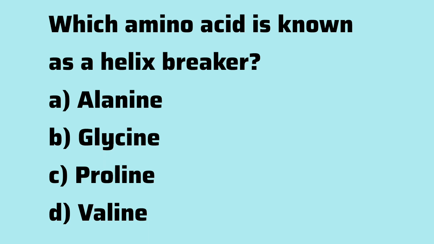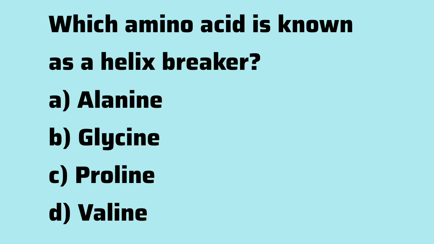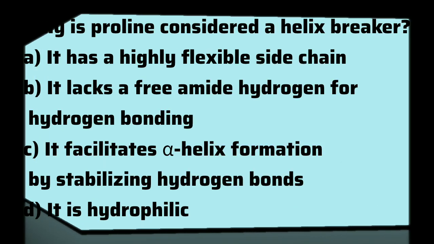Which amino acid is known as helix breaker? We know the two special cases, proline and glycine, where proline has the most restricted region on the Ramachandran plot because of the cyclic ring structure, and that amide hydrogen is not available to form the secondary structure. Therefore, it produces a sharp bend or kink where it is present. Therefore, proline is known as a helix breaker. So, answer is C, proline.